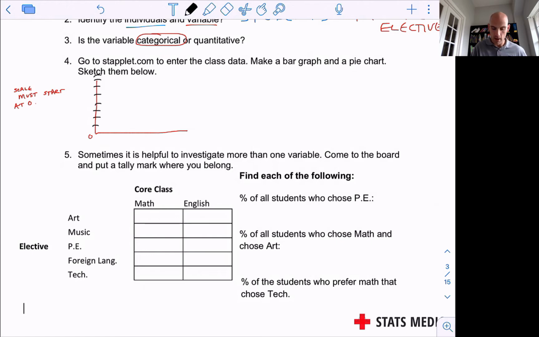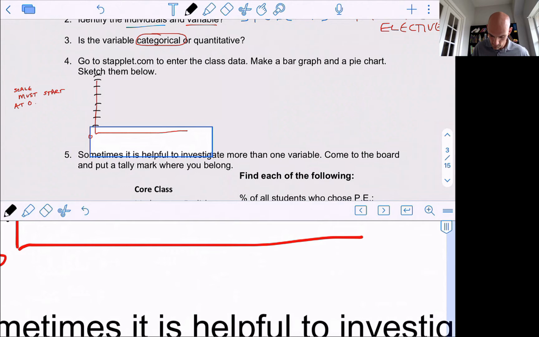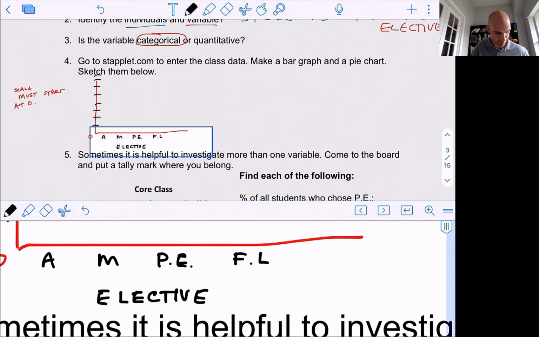On the bottom here, I am going to label this elective, because on the bottom are going to go the categories of the things that I actually asked about. Right here it's going to be art, this one's going to be music, then PE, then foreign language, and technology.